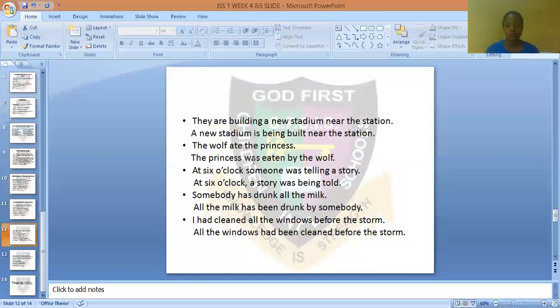The princess was eaten by the wolf. So in the first sentence, the wolf is the performer of the action. The wolf ate the princess. In the second sentence, the wolf becomes the receiver of the action rather than the performer of the action.